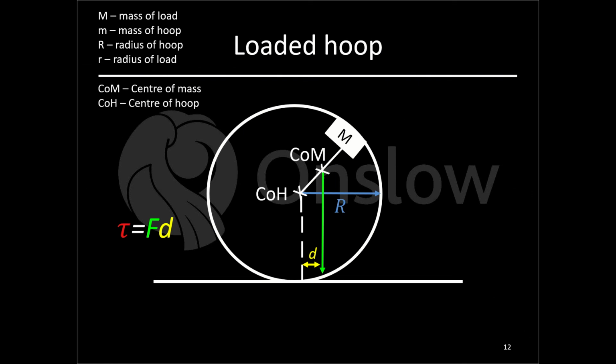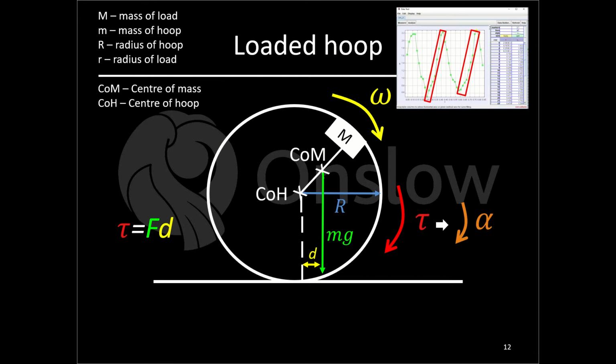So this is a diagram now of a loaded hoop. The center of the hoop stays in the same place, but because a load is added, the center of mass of the whole system is in a different place to the center of the hoop. Because it is not in the same place, there's a distance between the two, and a torque must be produced. Because a torque is produced, this must mean there is angular acceleration. So when the mass is on the right side of the hoop, the system will be accelerating.